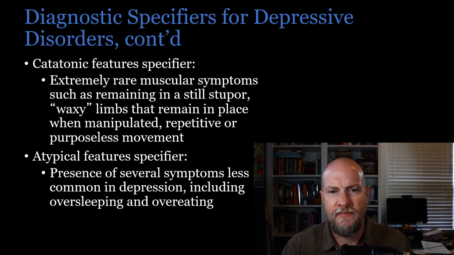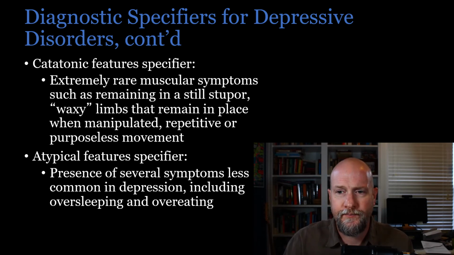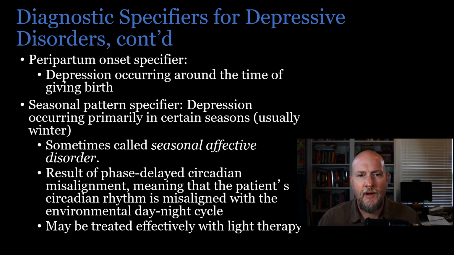There are some atypical features. So as I mentioned, insomnia and lack of appetite are more common, but you do see hypersomnia, and you do see people that are overeating. I don't see the atypical feature specifier used very often in my clinical practice, but I do want you to be aware of it. Depression occurring around the time of giving birth is the peripartum onset specifier. The seasonal pattern specifier we mentioned, which is that depression that tends to occur primarily in certain seasons, typically winter.